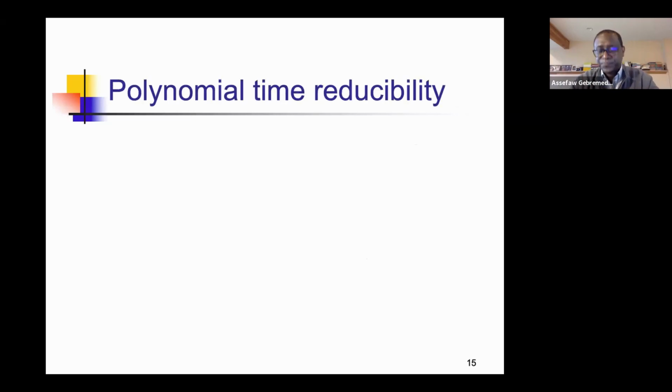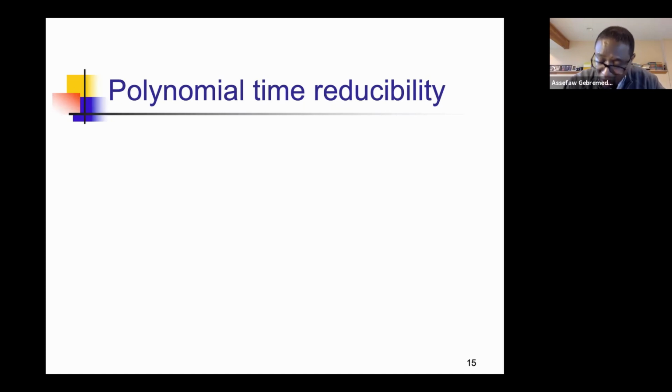Now that we know at least one, the way we will go about showing other problems to be NP-complete is this. The method we will use is something we were already introduced to when we talked about undecidability: reducibility. We reduced one undecidable problem to another problem, and we argued that the new problem is undecidable. Why? Because if it were decidable, the original would have been decidable.